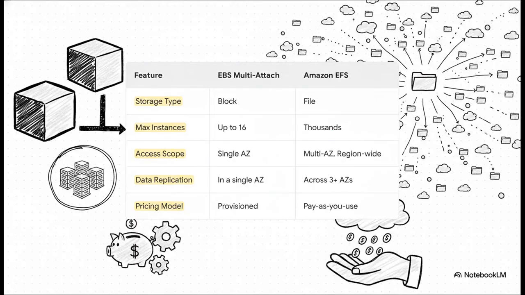So this table really just puts it all together in one nice view. Block versus file. Up to 16 instances in one AZ versus potentially thousands across a whole region. Provisioned pricing versus a pay-as-you-go model. As you can see, these are fundamentally different approaches to storage.